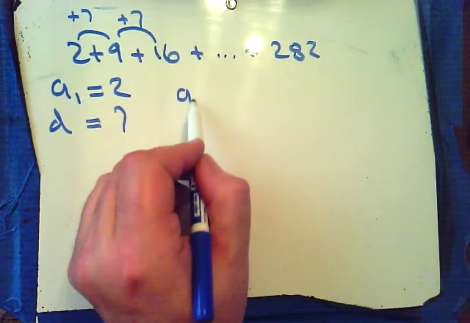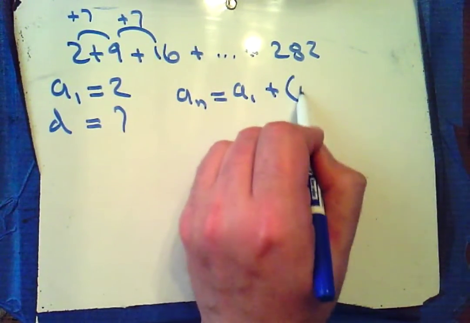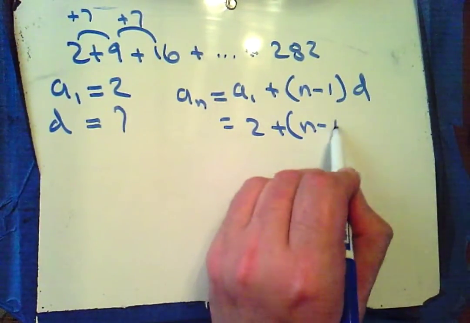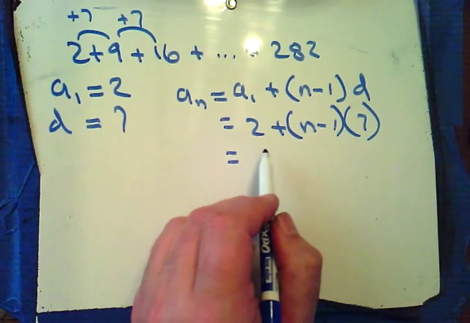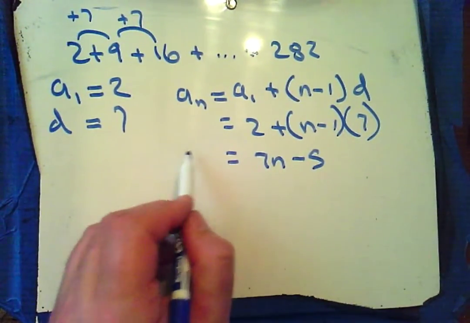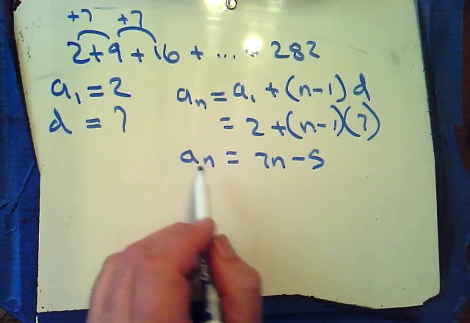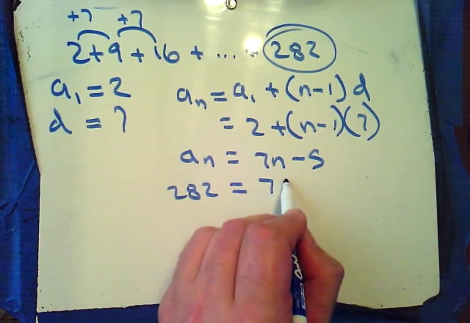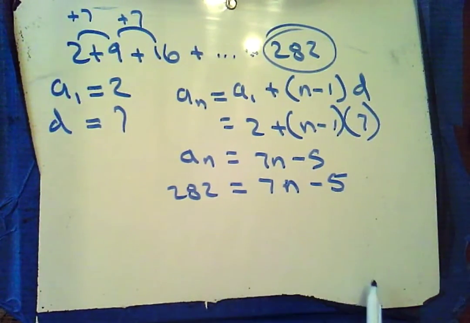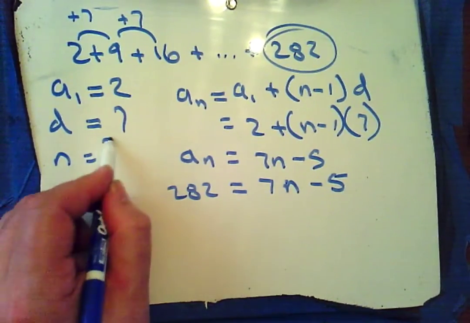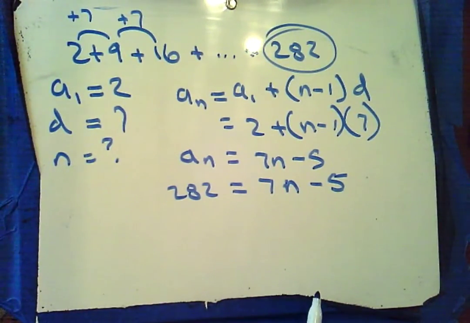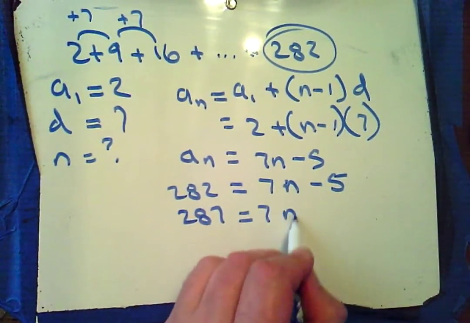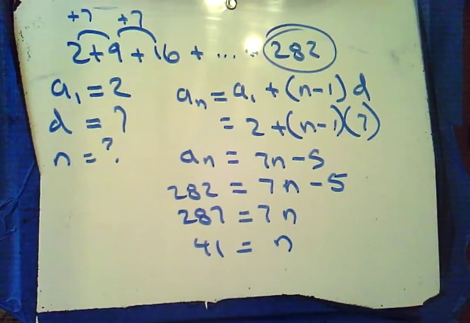So I build my model. A sub n equals a sub 1 plus n minus 1 times d. It's going to be 2 plus n minus 1 times 7, or 7n minus 5 for a sub n. We want to know when this rule takes on this value, 282 is 7n minus 5, so we can solve for n, the number of terms. That's what we don't know that we need in order to use Gauss's formula. So I'll add 5 to both sides. I'll have 287 equals 7n, or n equals 41.